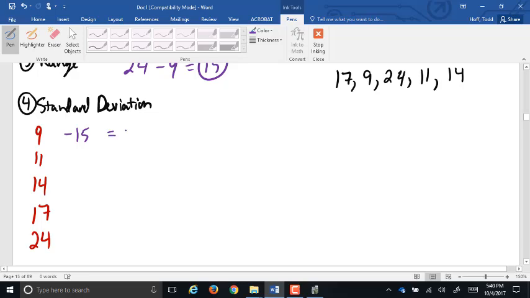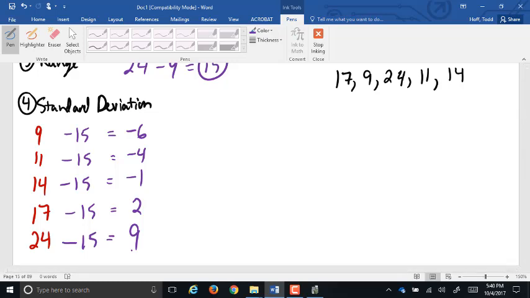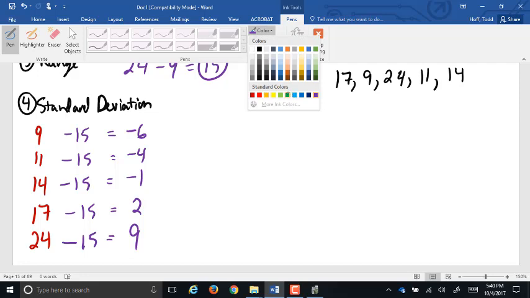9 minus 15, negative 6. 11 minus 15, negative 4. 14 minus 15, negative 1. 17 minus 15 is 2. And 24 minus 15 is 9. Now, we could double check this. If we added those up, it should come out to 0. Again, that's not really part of the calculation, but it's a way to double check ourselves here. Those do add up to 0, by the way.